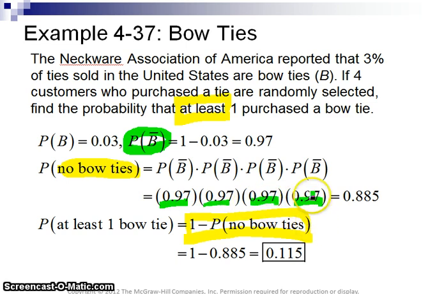So what are we assuming about these events? These 4 people purchased bow ties. Are we assuming that they're independent or dependent? Yes, that's right. We're assuming that they're independent events. And we get this product of 0.885. So now to find at least one bow tie, we're going to take 1, subtract the probability of no bow ties, and that gives us our final answer. So we needed the complement of this, the complement of the 0.885.